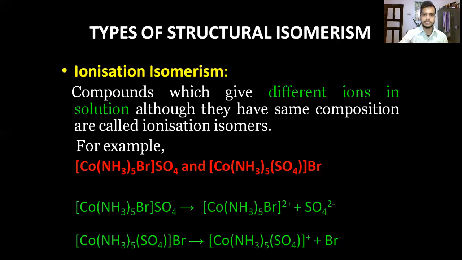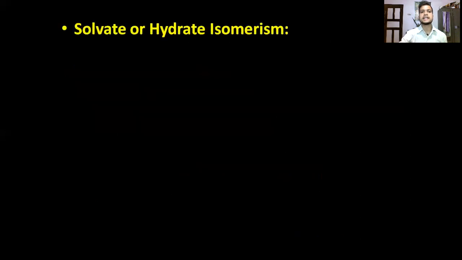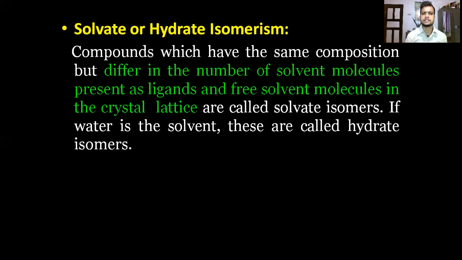Let us try to go for the second type. In the second type of isomerism, which we call solvate or hydrate, solvate comes from solvent. Hydrate is basically water. So whenever your solvent is water, we call it hydrate isomerism. What happens in this kind of isomerism is, obviously, if they are isomers, they will have the same composition, no doubt. But these two isomers differ in the number of solvent molecules.